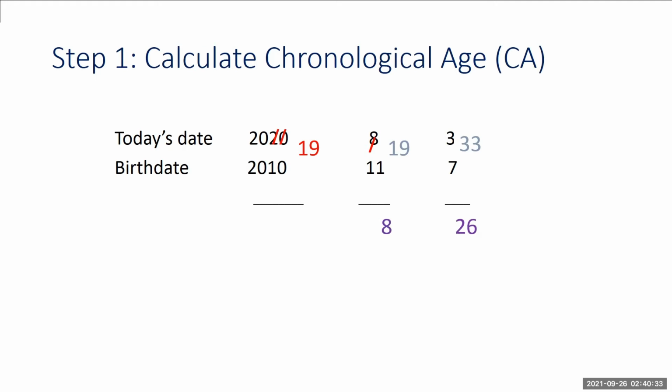Next, subtract the birth date year from the remaining years for today's date, in this case, 9 years. The manual will tell you what rule to use for rounding up. This is important because it determines what age to use in the table of norms.